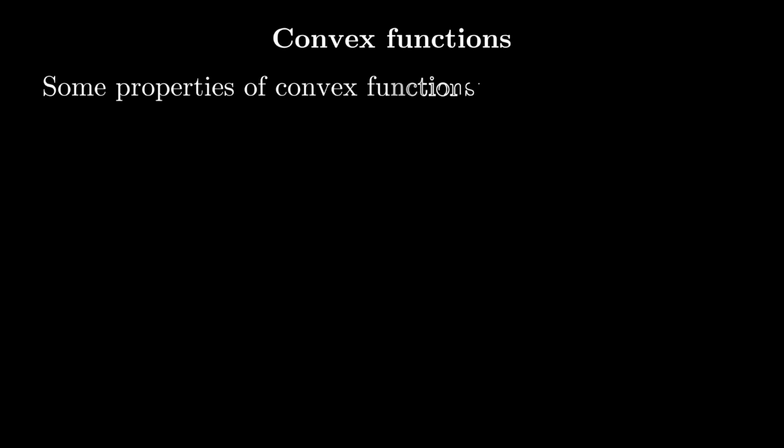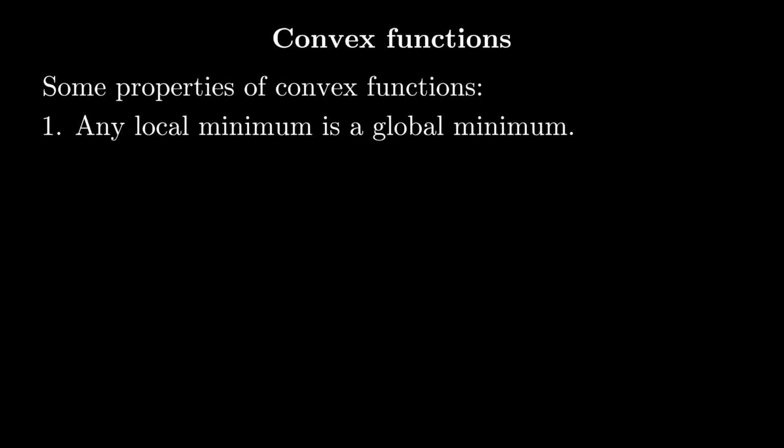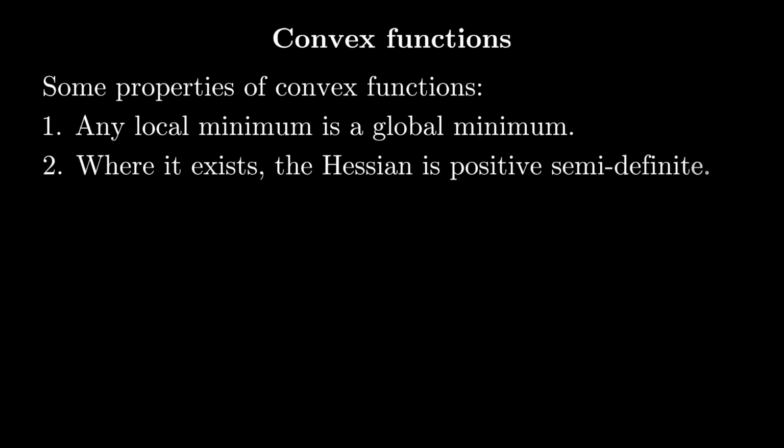Here are some useful properties to know about convex functions. The first one is a biggie for optimization, which is that any local minimum is also a global minimum. The second property is that when the function is twice differentiable, the Hessian matrix is always positive semi-definite. You can think of this as meaning that locally, a convex function is always kind of like a quadratic bowl. It's also useful to know that level sets of a convex function are convex sets themselves. Note that the converse is not true. If all the level sets of a function are convex, that does not mean that the function is convex.